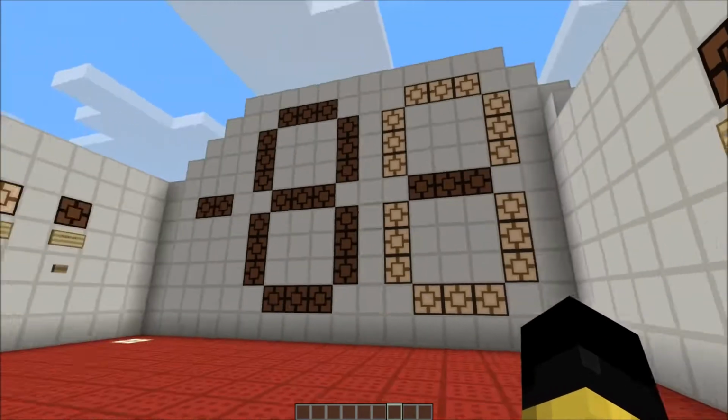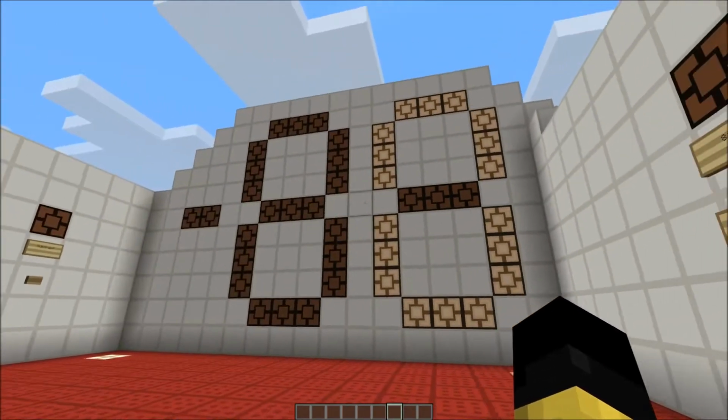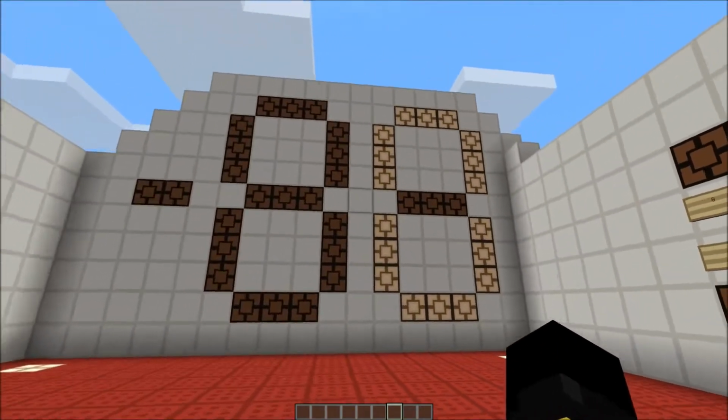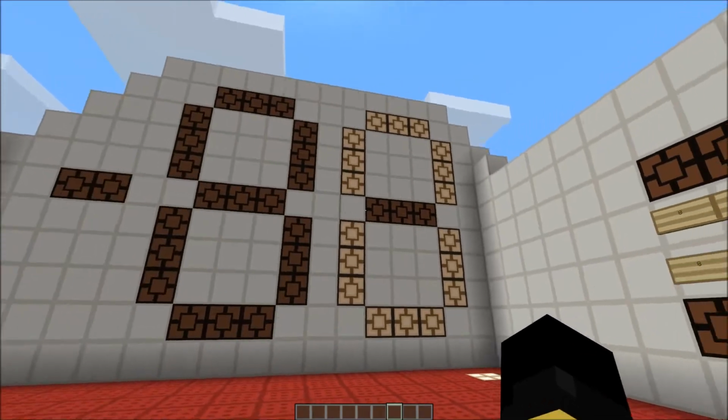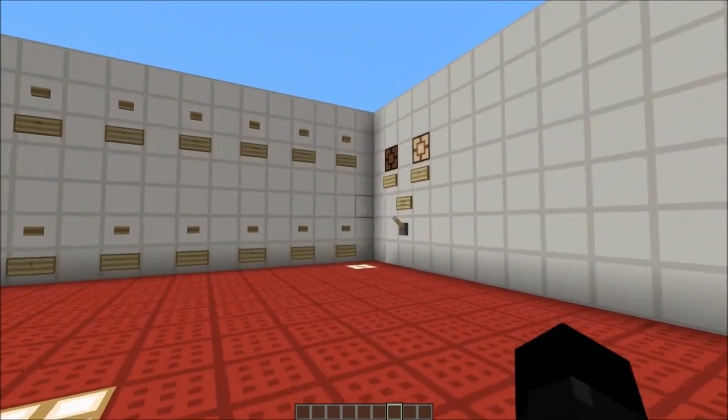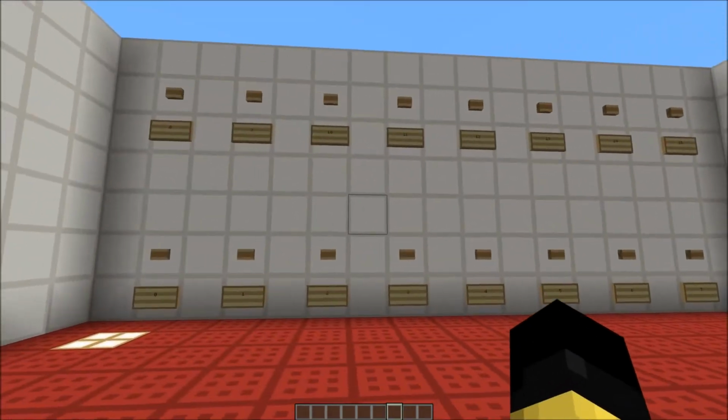Hello, it's Cyber here. Today I wanted to show you a Minecraft calculator I made. Well, one of the first projects I've actually made in creative mode. And it has a few different components.